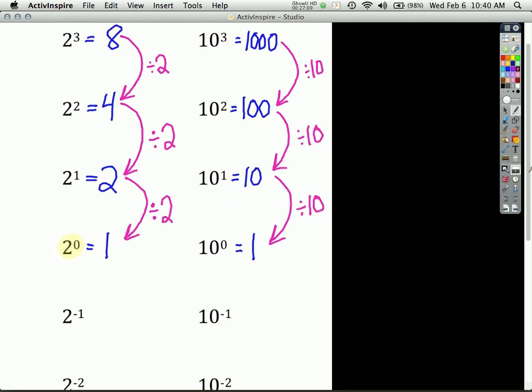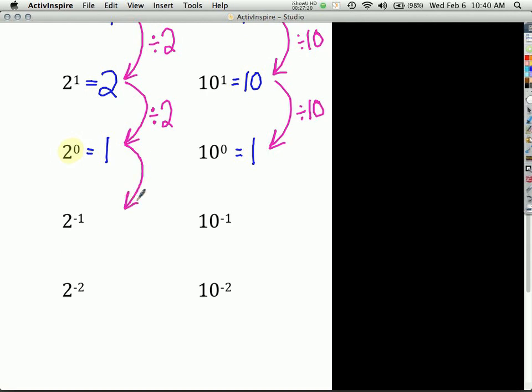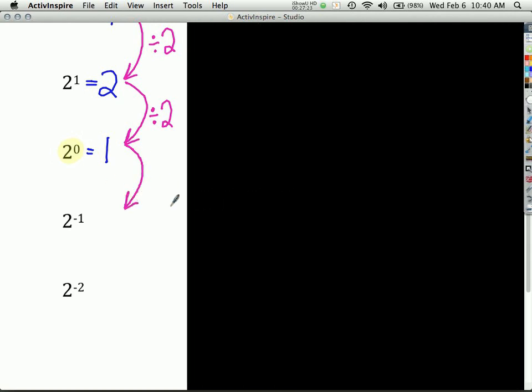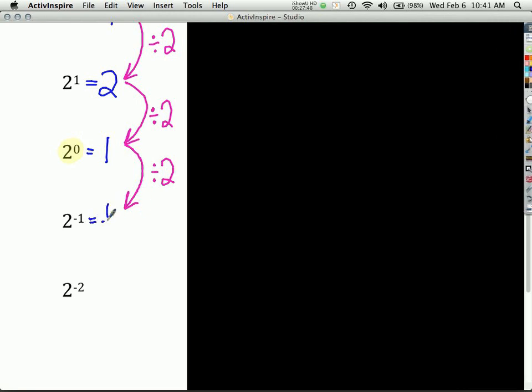So now, let's take the idea and let's figure out negative exponents. We're going to continue the pattern. Let me hide this. Continue the pattern. So we're going to divide by 2 again. What do we get? Some very hesitant hands. Brandon? 1/2. Yeah. You get 1/2. 1 divided by 2 is 0.5 or 1/2.